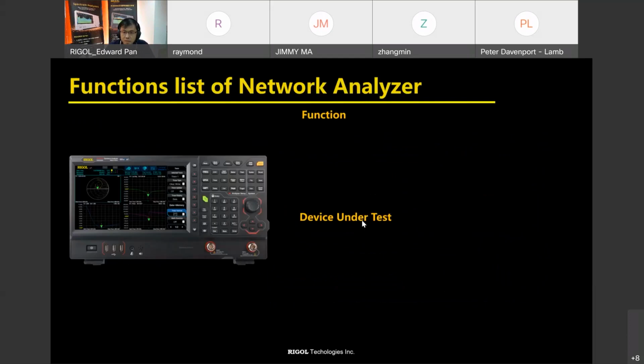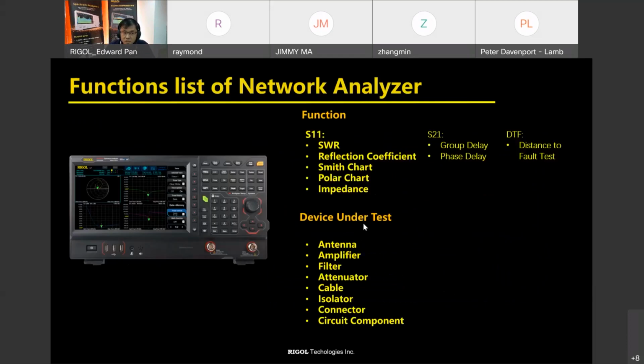So finally, I will introduce the Rego network analyzer and its functionalities. Based on the basic functionalities, including the S11, S21 parameters, and DTF functionalities, we will see how to apply it to devices under test, like the antenna, amplifier, filter, attenuator, cable, isolator, and even circulator components.